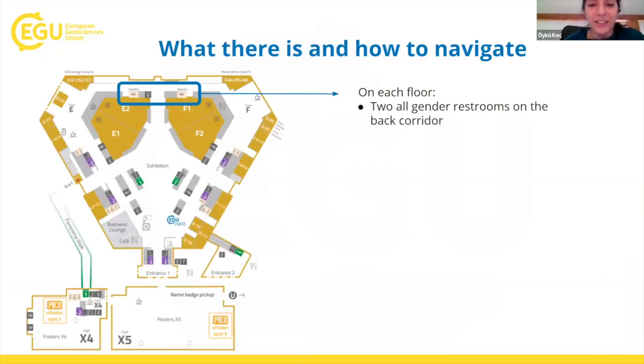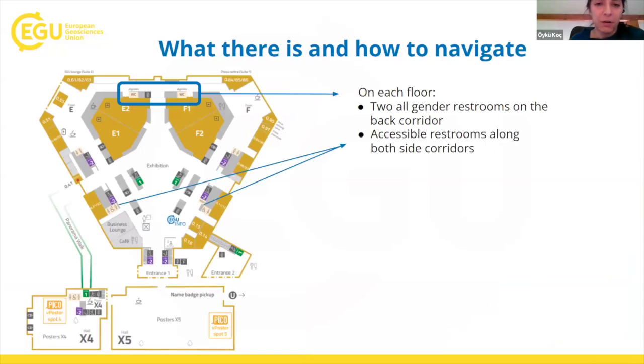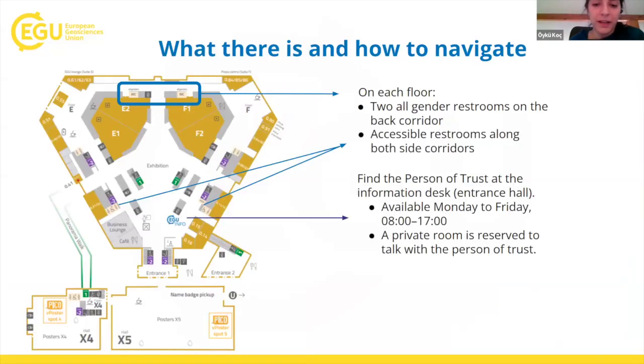Okay. On each floor, we have some facilities. On each floor we have restrooms, but on this specific hallway, we have 2 all-gender restrooms on the back corridor. And on the left and right wing of the center, we have accessible restrooms along the corridors. The whole center is step-free accessible, so you can take the elevator, or there are also lifts, so you can use any of these options.